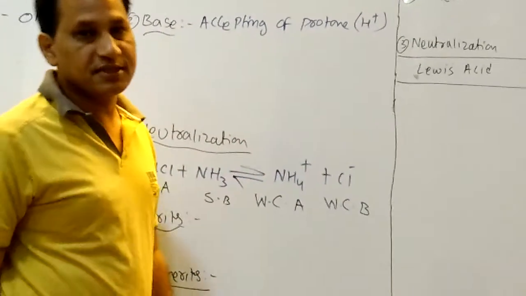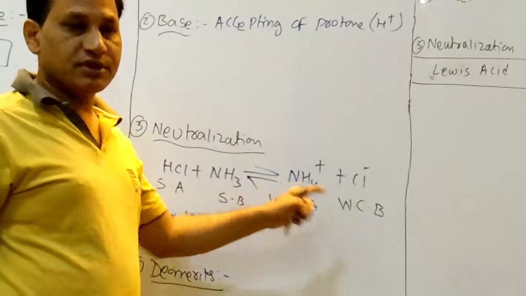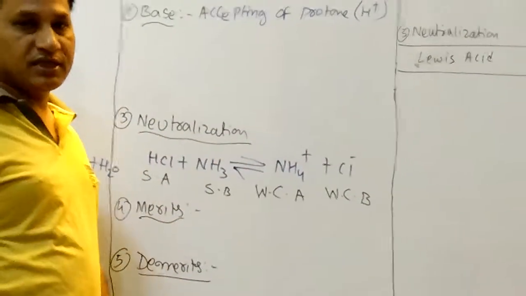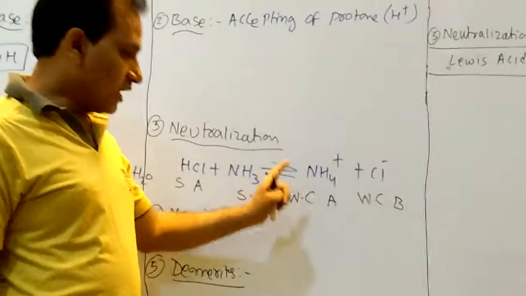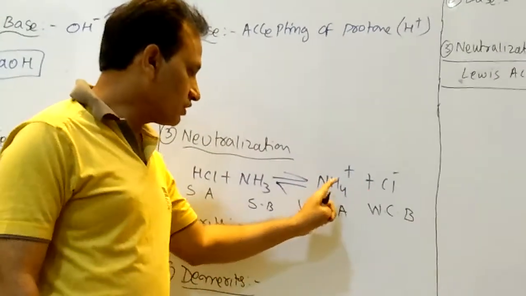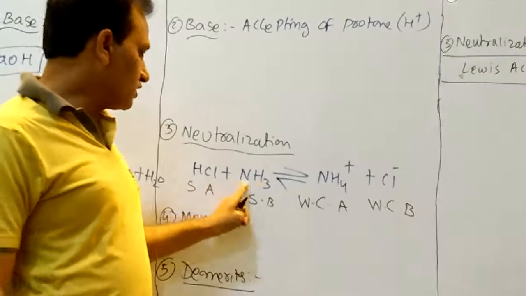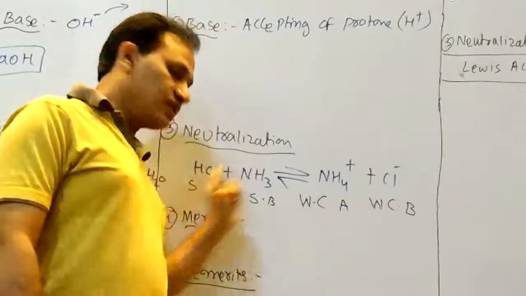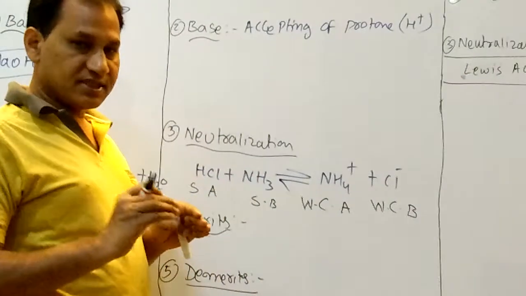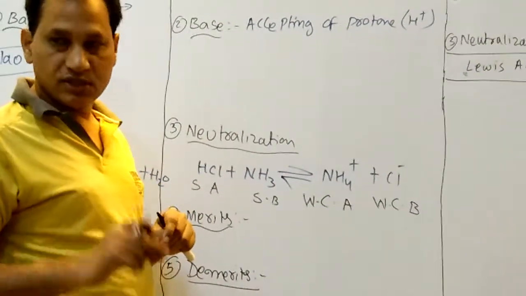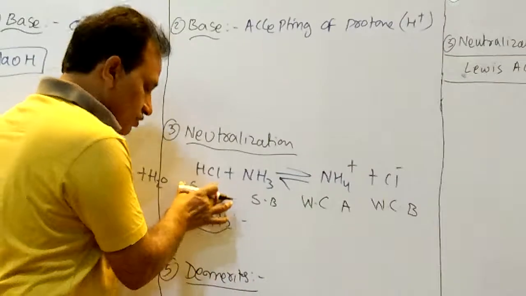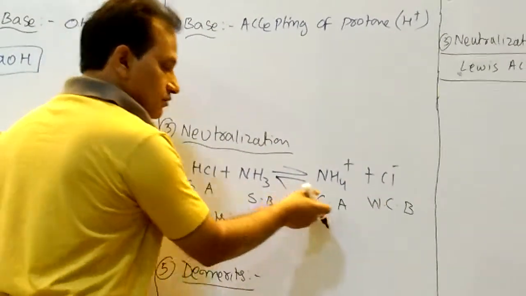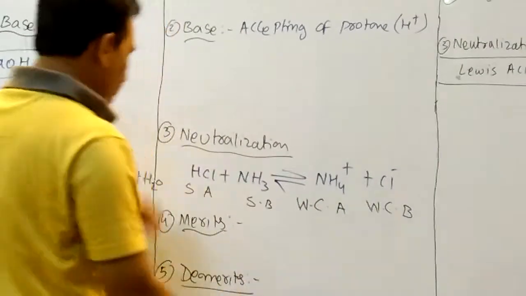What is a conjugate acid and base pair? The acid and base pair differ by a single proton. This is NH4 plus and NH3. What is the difference? One proton. HCl and Cl minus, single proton is different. That is known as a conjugate acid base pair. If a strong acid, it produces a weak conjugate base. If a strong base, it produces a weak conjugate acid, and vice versa.